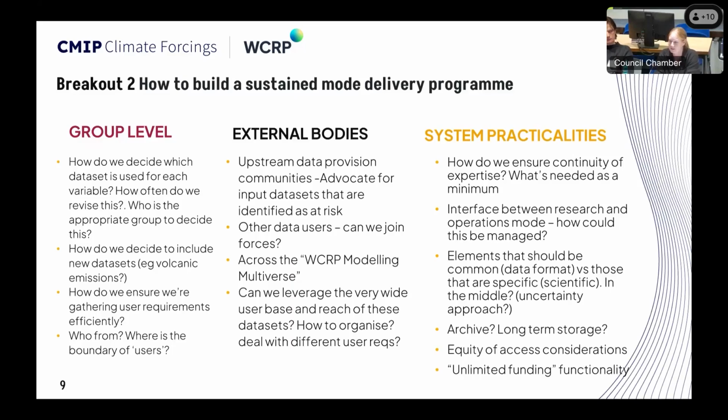And again, unlimited funding functionality, I usually put on these kinds of events because it is interesting to just take away that constraint. If you weren't constrained by money, what size group would you need to do a good job?